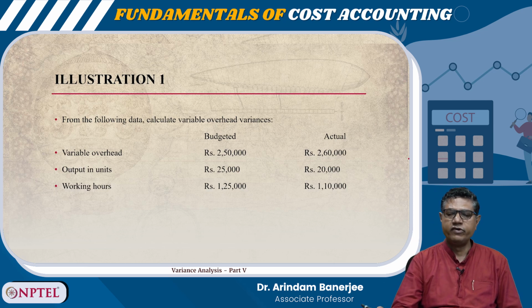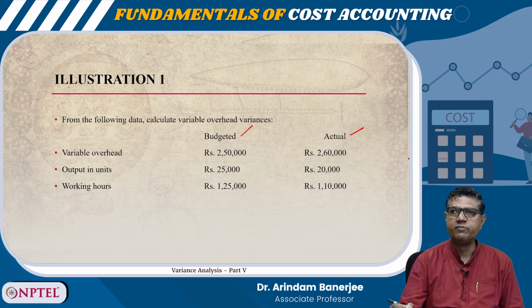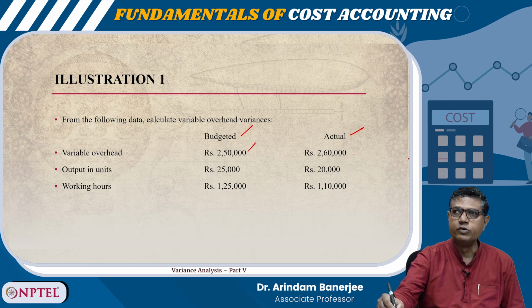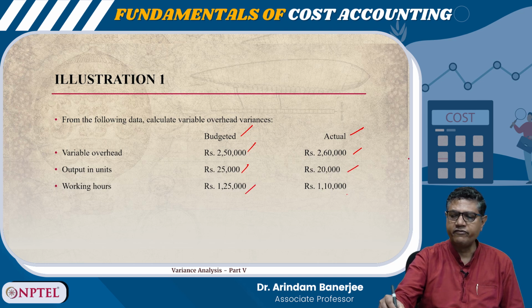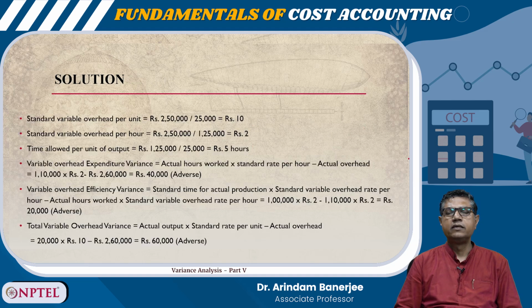So, variable overhead, you see there are two columns, budgeted and actual. Variable overhead budgeted 2,50,000 and actual 2,60,000. Output in units 25,000 and 20,000, working hours 1,25,000 and 1,10,000, right. So, here is the solution.